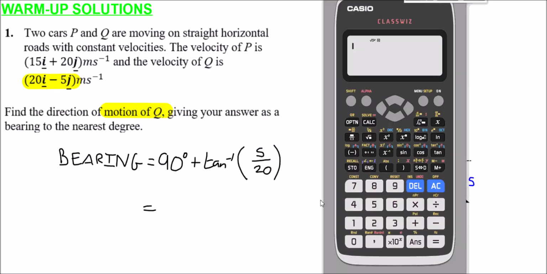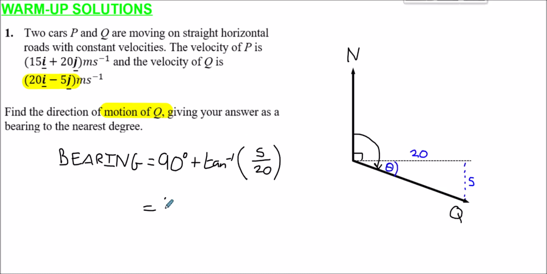So we get the calculator up. 90 plus shift tan minus 1, 5 over 20, or just 5 divided by 20, which I'm doing here. So we get 104 degrees, to the nearest degree, which is the same as 3 significant figures in this case.